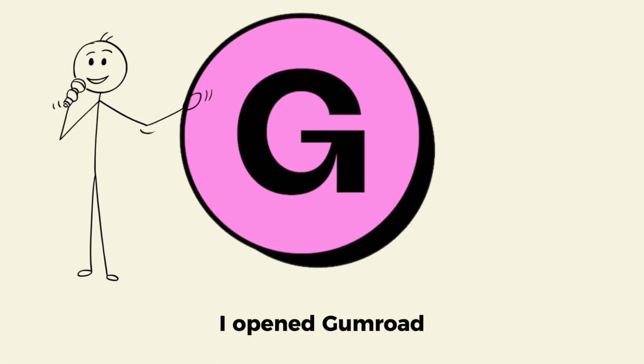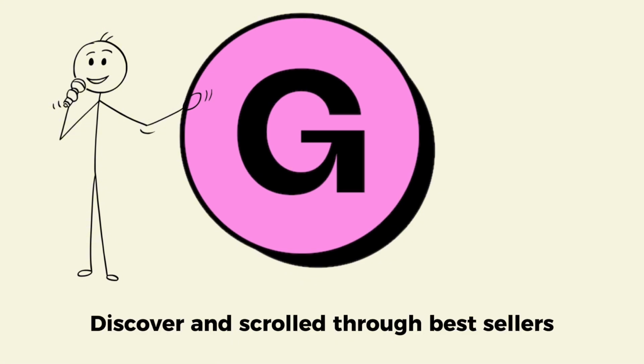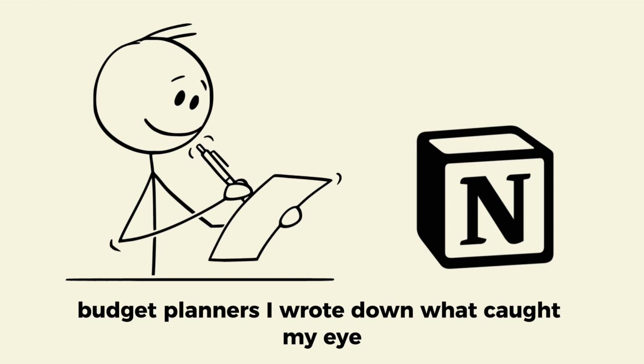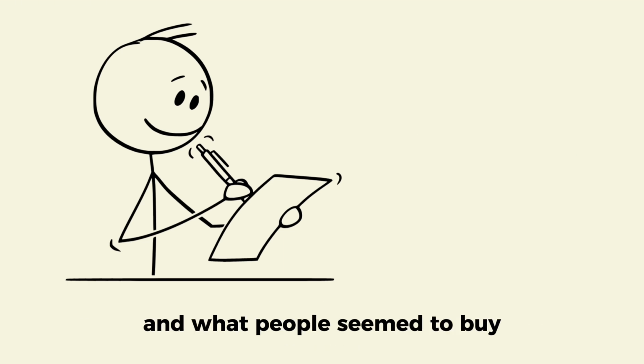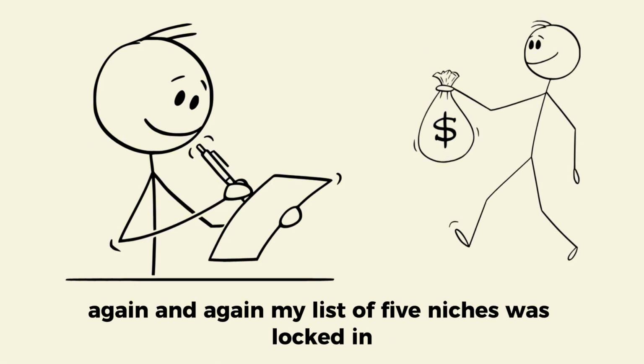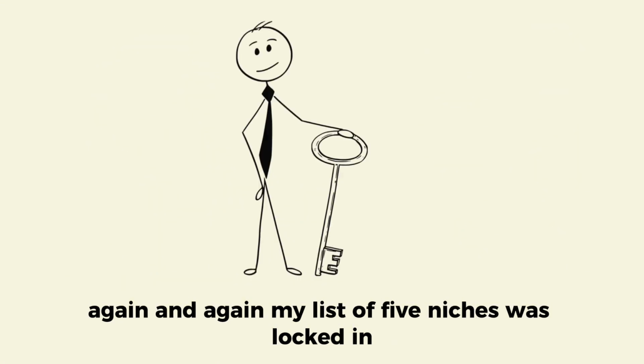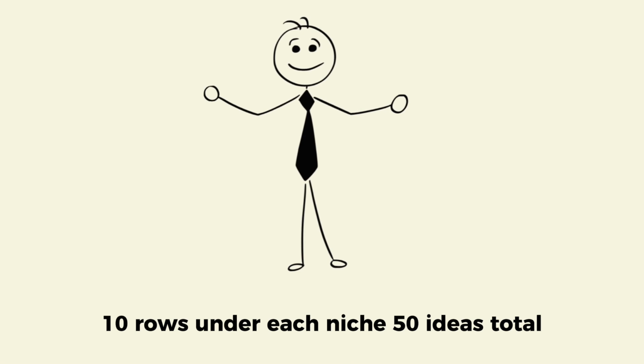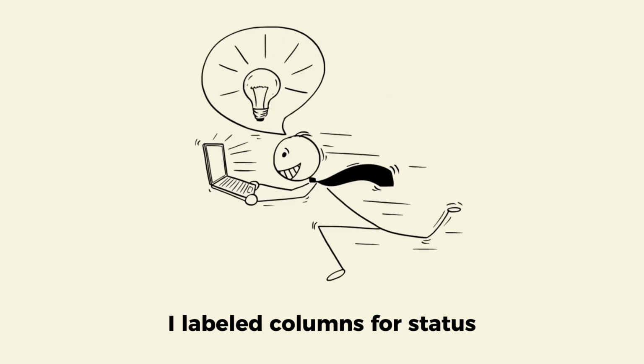Day 3. I opened Gumroad Discover and scrolled through bestsellers, minimalist templates, Notion dashboards, budget planners. I wrote down what caught my eye and what people seemed to buy again and again. My list of 5 niches was locked in. Day 4. I opened a new spreadsheet, 10 rows under each niche, 50 ideas total. I labeled columns for status, format, and upload link.